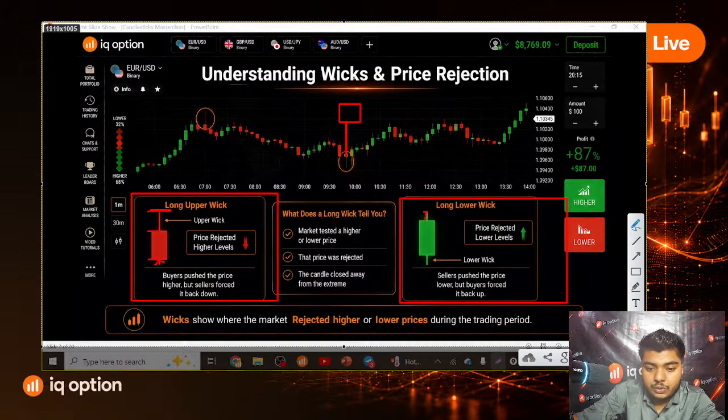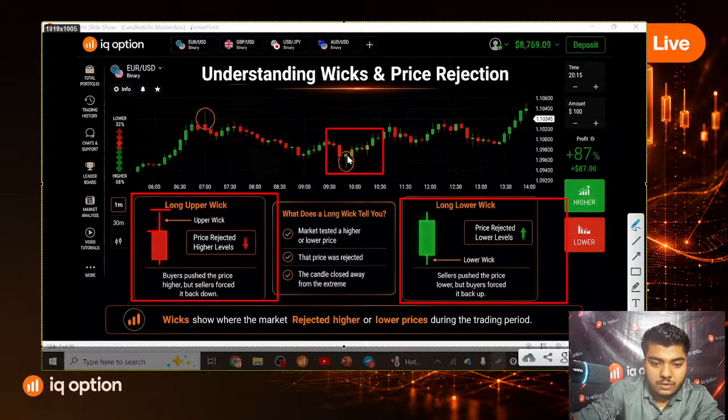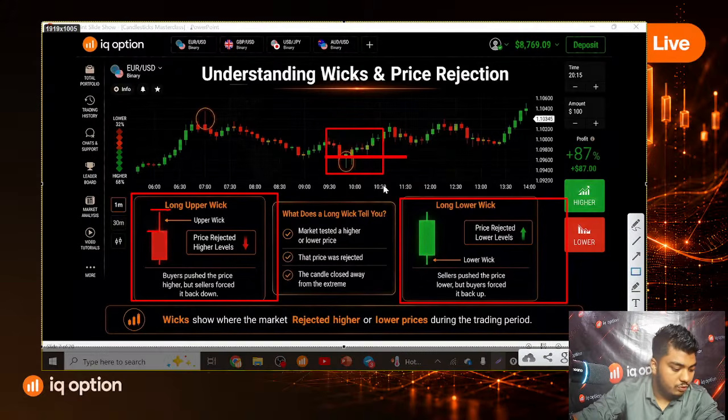Let me show you in the chart here. If you focus on this candle here: first, buyers started here, and then they pushed the price a little up, and then we got a strong selling pressure that pushed the price a very little down here. That simply means sellers were much stronger here.